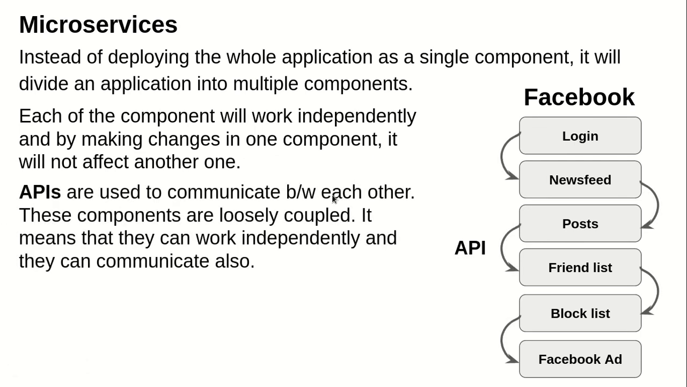APIs are used to communicate between each other. Although they are working independently, if they want to communicate with each other, the APIs will help them to communicate. So these components are loosely coupled. It means that they can work independently and they can also communicate.